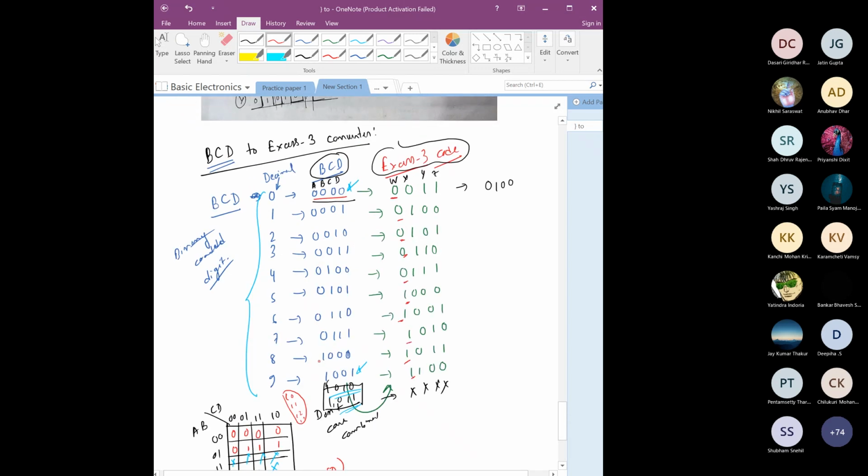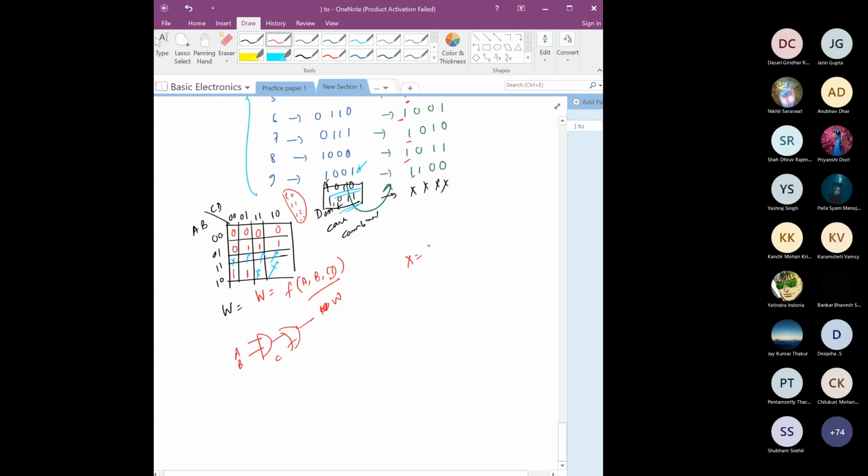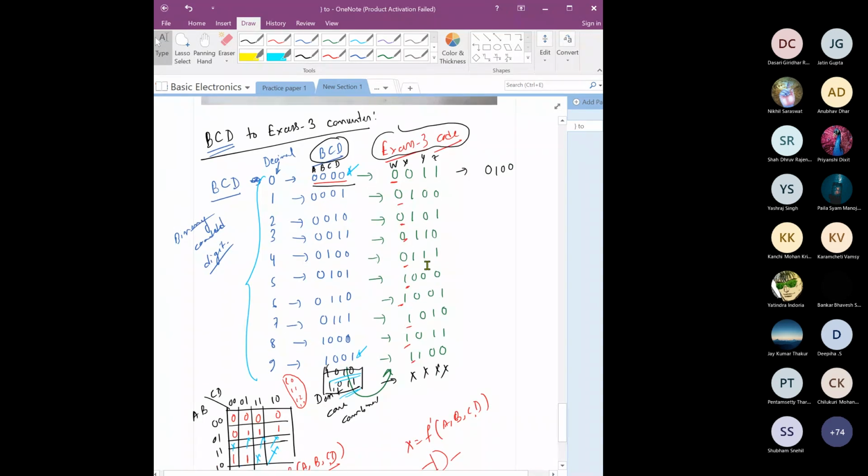Same thing we can do for X. We can get the expression of X in terms of A, B, C, D and implement this X using AND gates, OR gates, whatever. We can get the value of Y and the value of Z. So that way you know all of W, X, Y, Z. If you know W, X, Y, Z, then you give any input in A, B, C, D, and that particular circuit will generate the corresponding XS3 code.